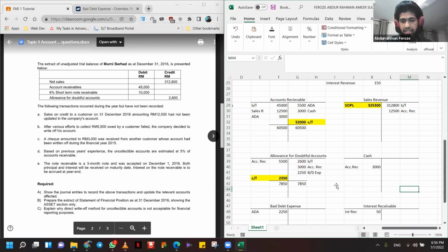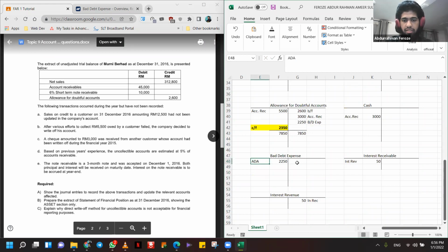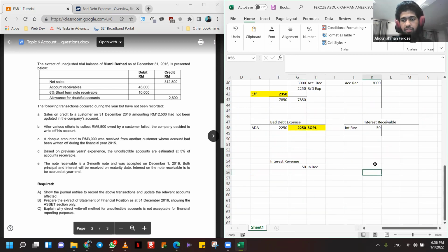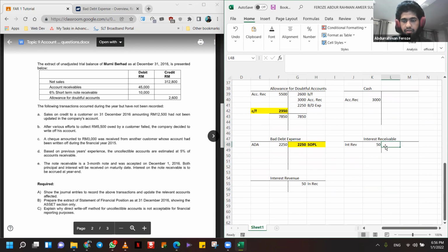And then we have bad debt expense, all right? So this bad debt expense, once again, 2,250 here as well. And the bad debt expense, it's an expense, right? So it will be shown in the SOPL. All right. And then we have interest receivable.